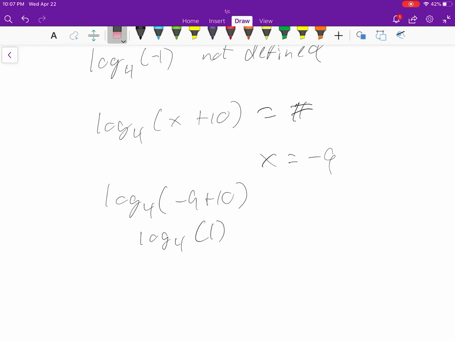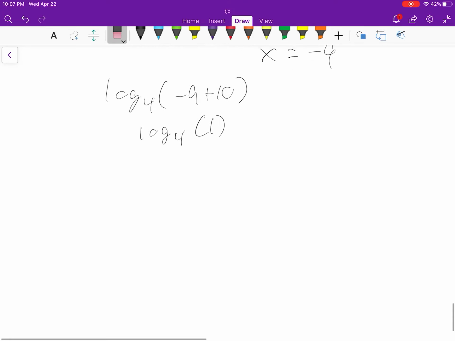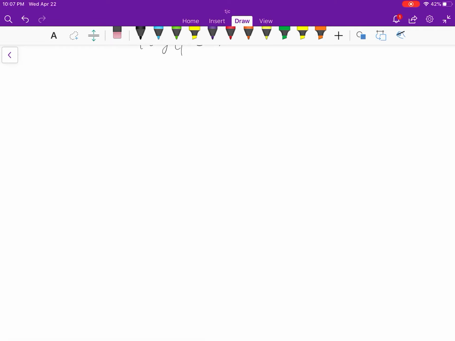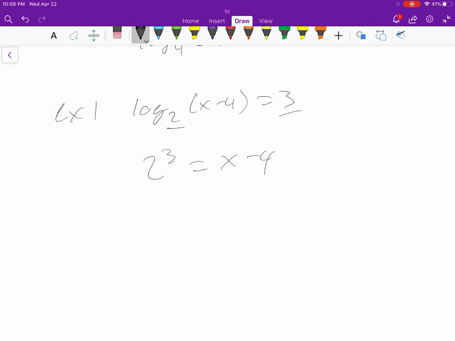So let's look at examples of how you solve this. Do the most basic one first. We have log base 2 of x minus 4 equals 3. Now what we're going to do is rewrite this. It's written as a log, so rewrite it as an exponential. So here's our base, here's our power. We have 2 to the third equals x minus 4.